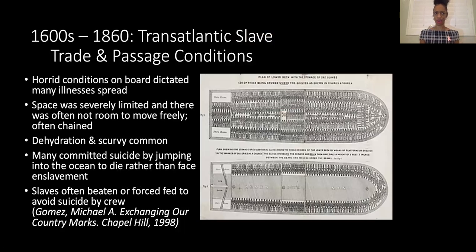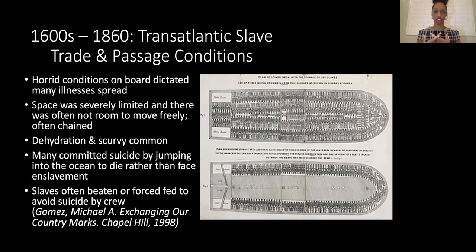So looking back now at the turn of the 16th or 17th century through the 1860s, these horrific conditions on board really perpetuated many of the illnesses that slaves had and even carried into the Americas. This picture on the side shows you just how massively cramped these ships were. There often wasn't enough room to turn around or to move freely.